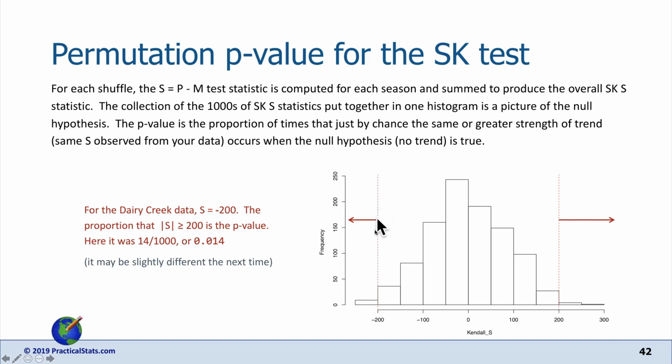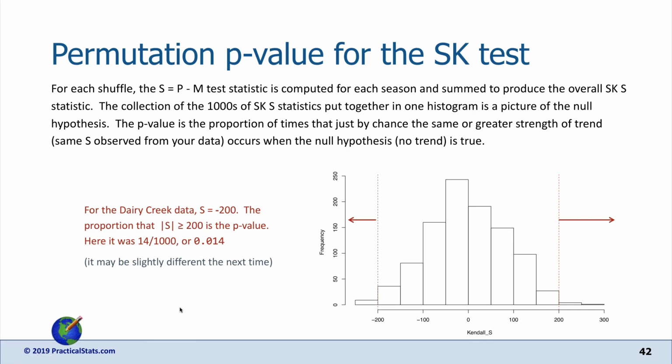The number of times you get a minus 200, that's this dashed red line, or something more extreme, so more negative, plus the number of times you get a positive 200, so same magnitude of trend, but now an uptrend, or something more extreme, so more positive. So the number of times you get S being greater in absolute value than 200. And apparently in this data set, there were 14 of those, including the one time that your observations are. So 14 out of 1,000, so 0.014 is the p-value. So that's a permutation way of doing a p-value.